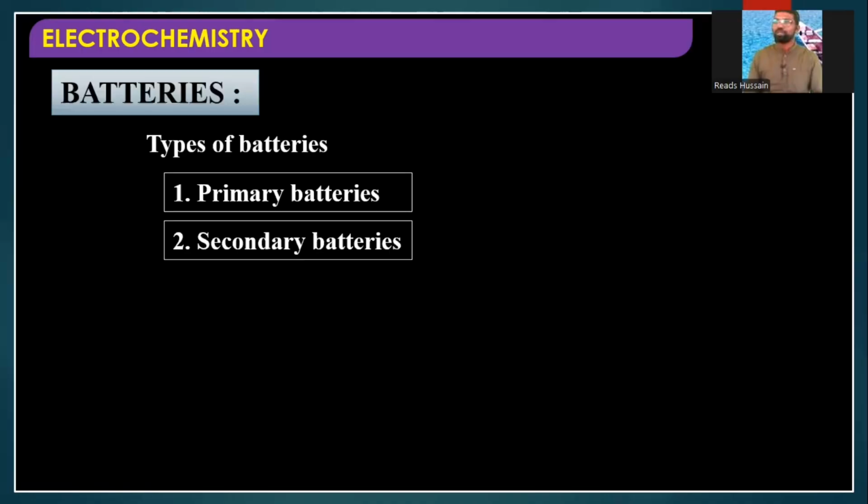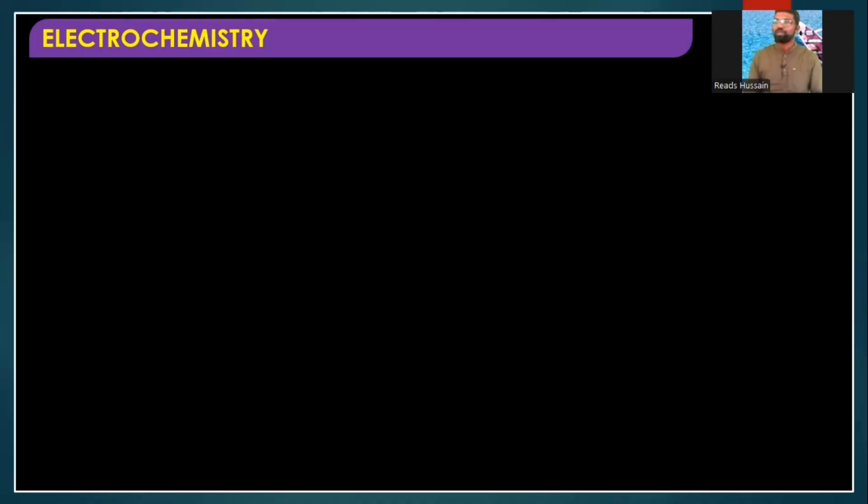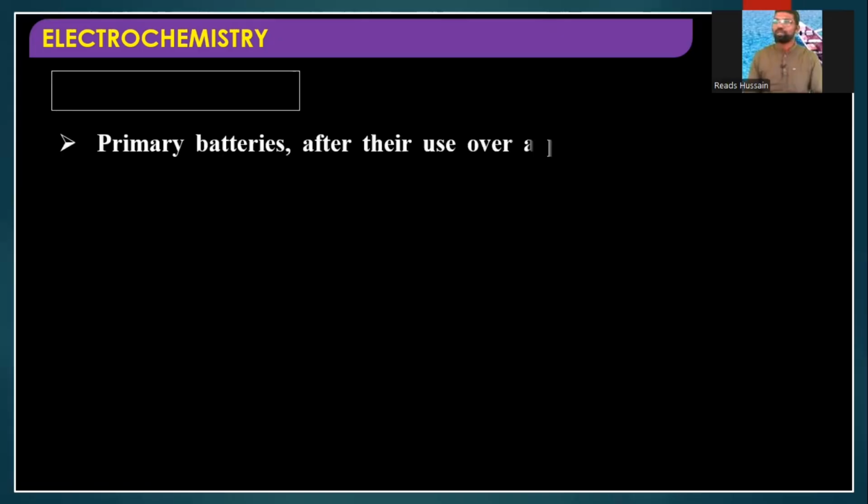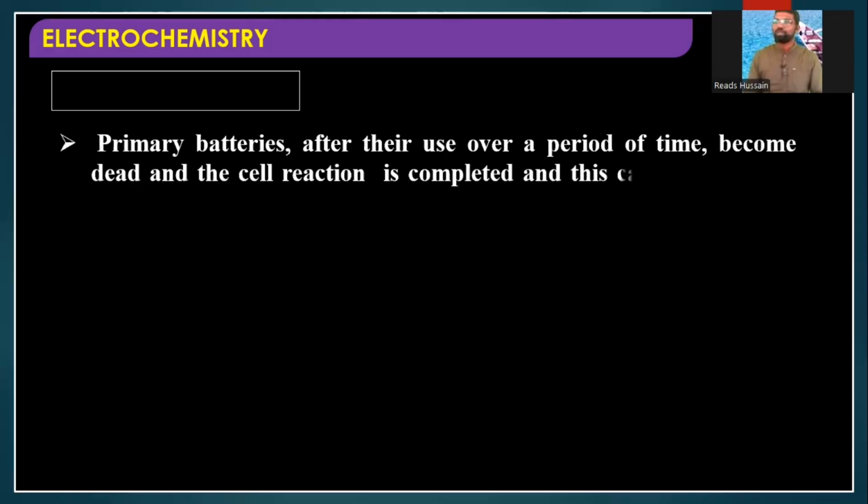How many types of batteries are there? There are two types: the first one is primary and the second one is secondary. So what are primary batteries? Primary batteries, after their use over a period of time, become dead, meaning they cannot be reused. The cell reaction is completed and it cannot be reused again. The simplest definition: primary batteries cannot be reused. Once the battery is dead, we have to throw it out. That's all.